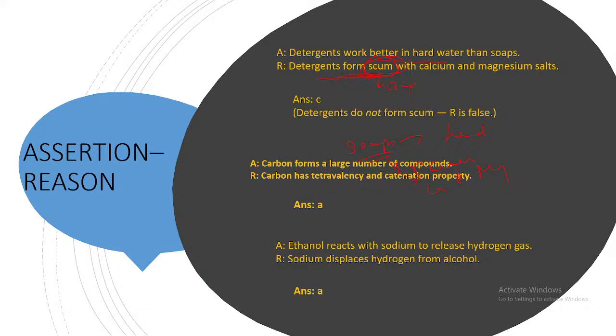So what is the formula of ethanol? Ethanol is an alcohol, right? So ethanol is CH3CH2OH, or in short form you can write C2H5OH. Okay, so that is ethanol.